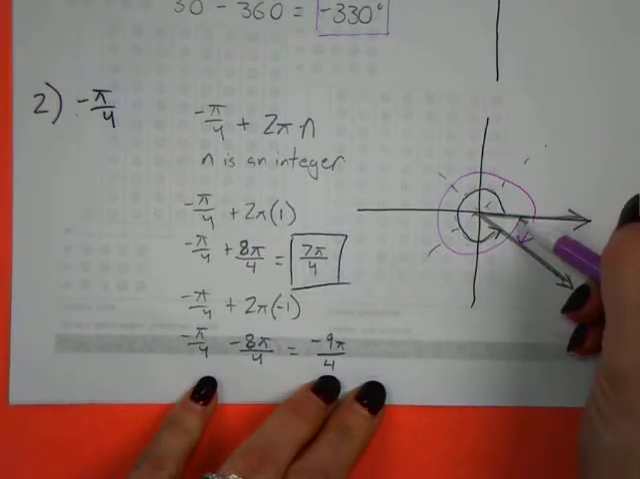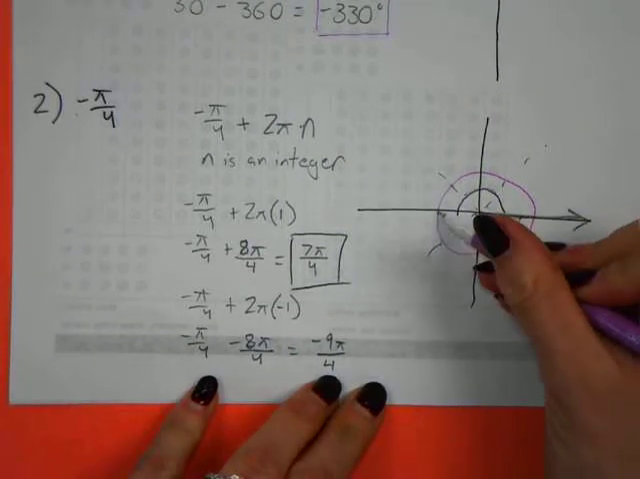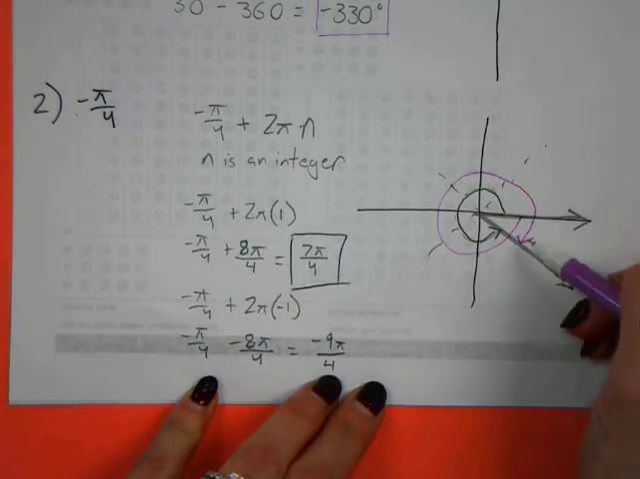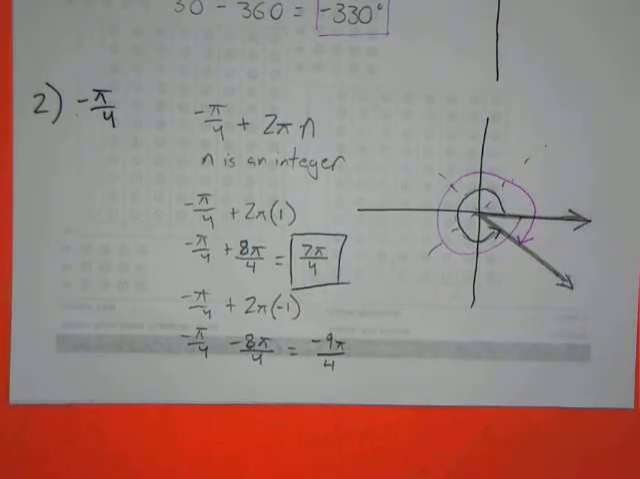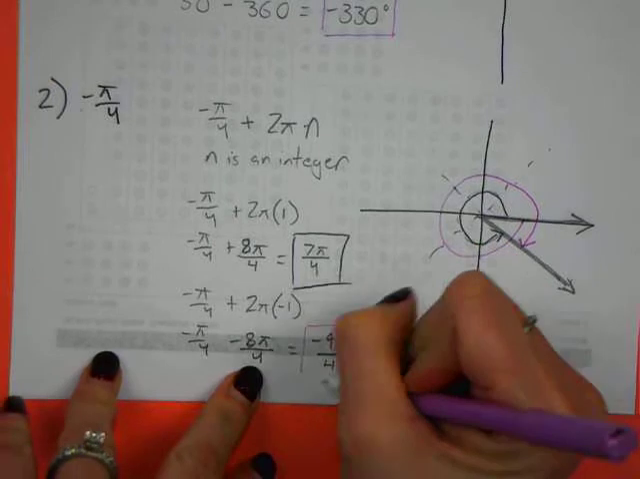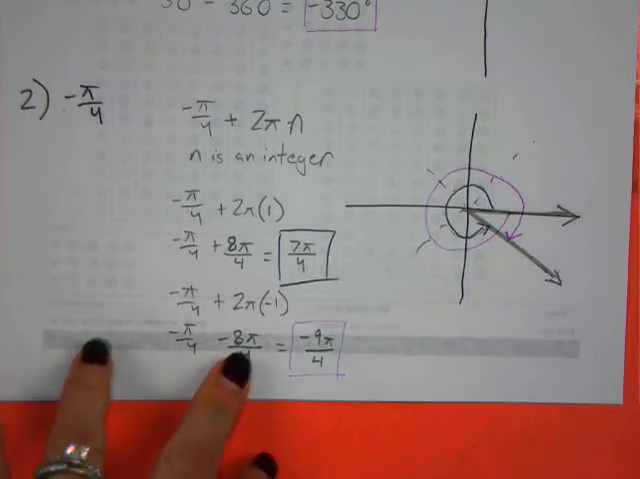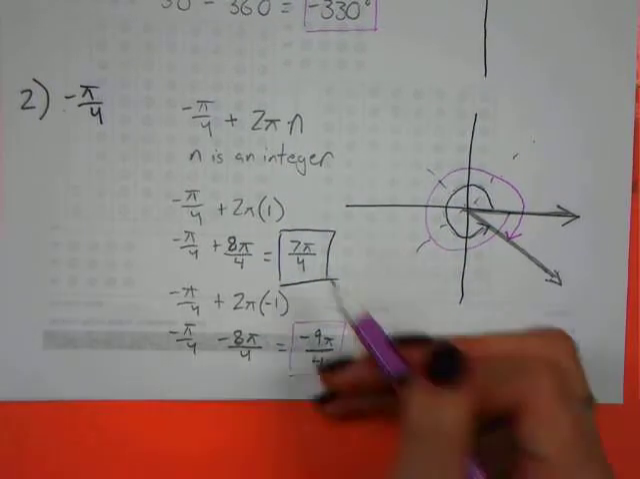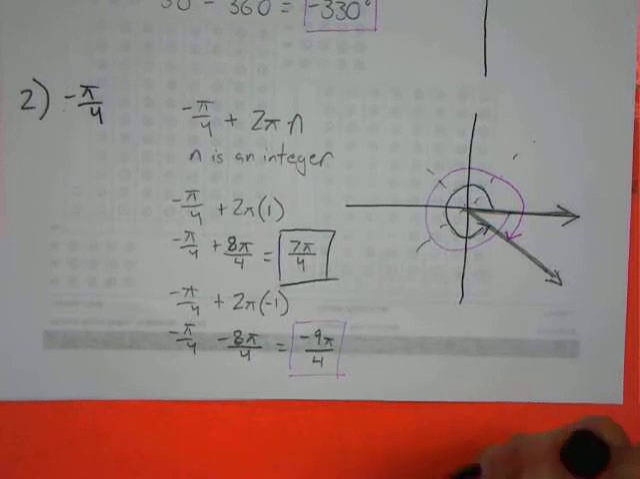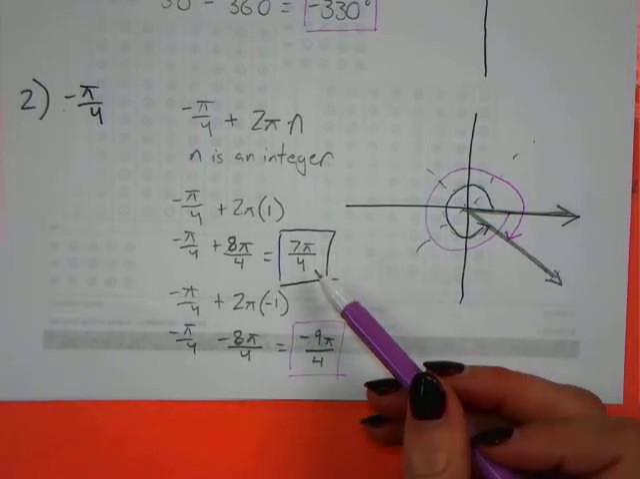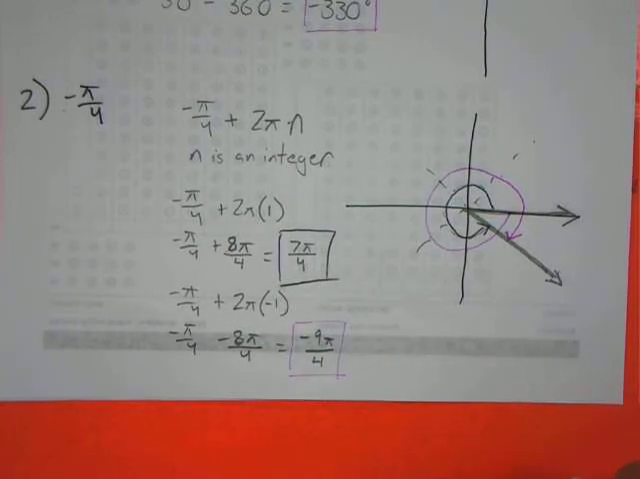Let's check one more time. 1, 2, 3, 4, 5, 6, 7, 8, 9 pi over 4 backwards. So this would be my negative coterminal angle. Again, just to repeat myself, you have multiple possible answers here. This is just one example of a positive and one example of a negative coterminal angle.